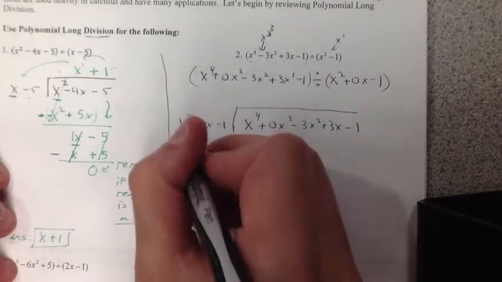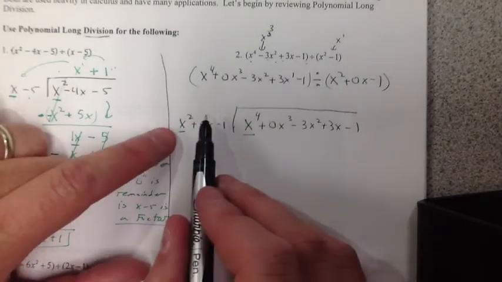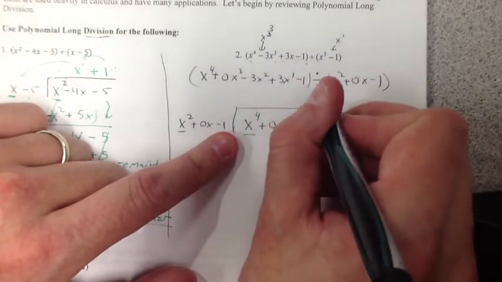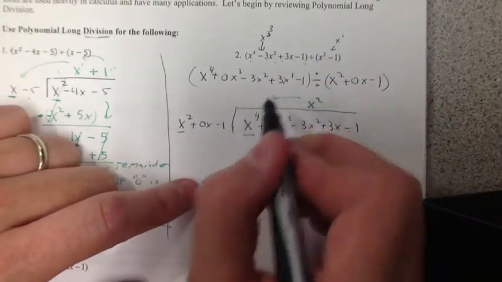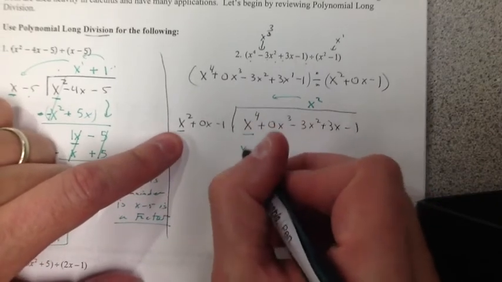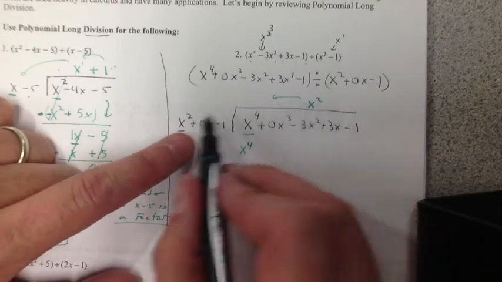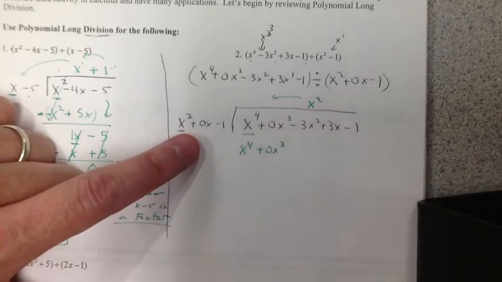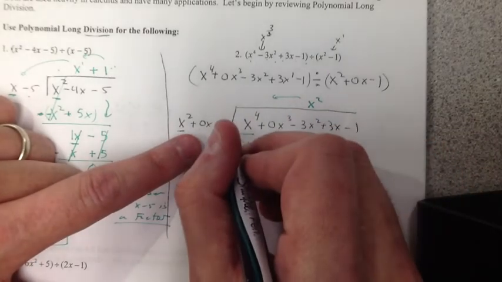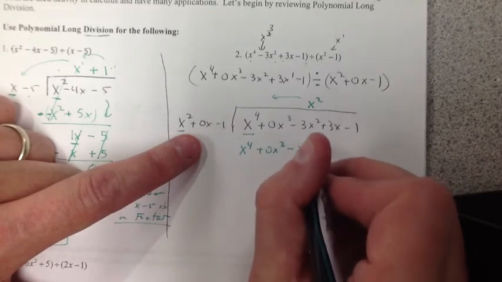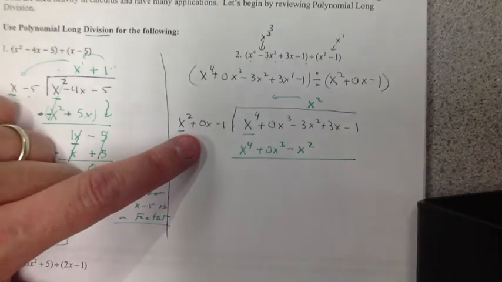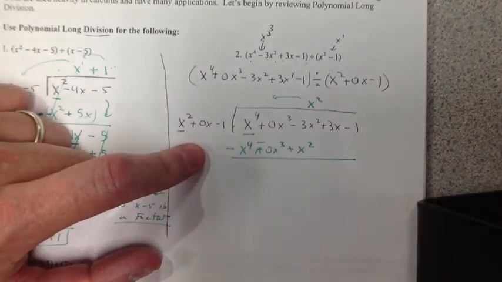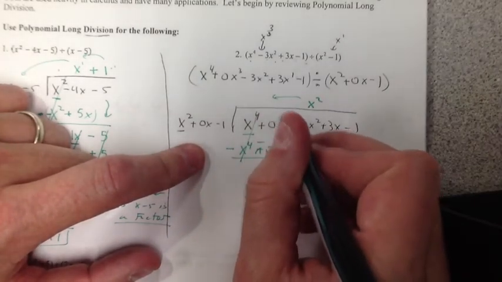And then I see, well, what do I have to multiply by? And you're saying, it's x squared. I want to get x to the 4th. We need an x squared. And then I just multiply. x squared times x squared is x to the 4th. x squared times 0x is plus 0x cubed. x squared times the negative 1, so minus x squared here. And we're subtracting. Subtract, change your signs. Cancel.